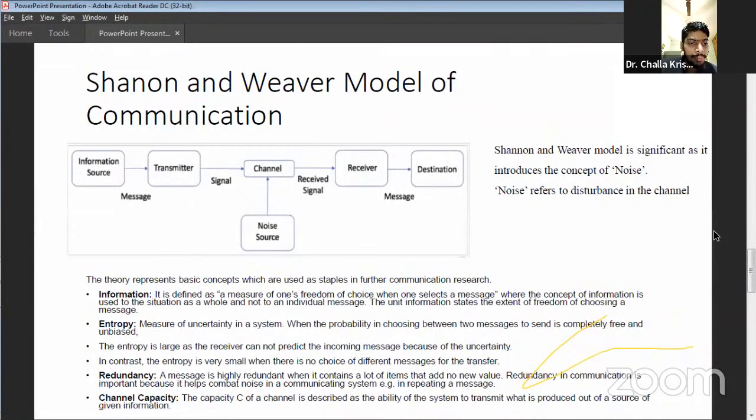So we have started with the models of communication now. The first model of communication is the Shannon and Weaver model of communication. The Shannon and Weaver model of communication is similar to the communication process model that we just discussed.